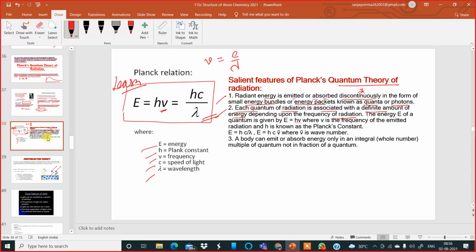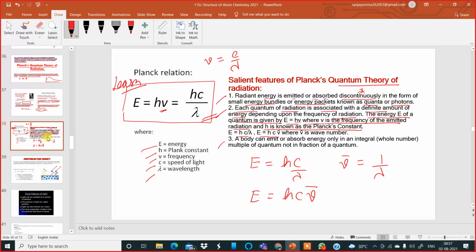Okay. The energy E of a quantum is given by E = hv, where v is the frequency of the emitted radiation and h is the constant which is called Planck's constant, named after the person involved in this work. E = hc/λ, and we know wave number is equal to 1/λ, so we can write E = hc times the wave number over here.